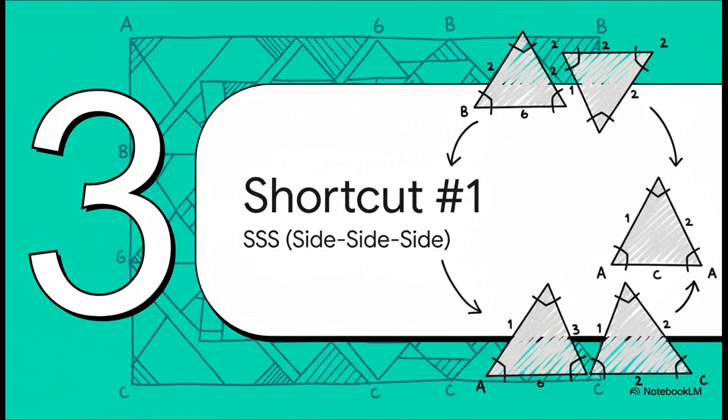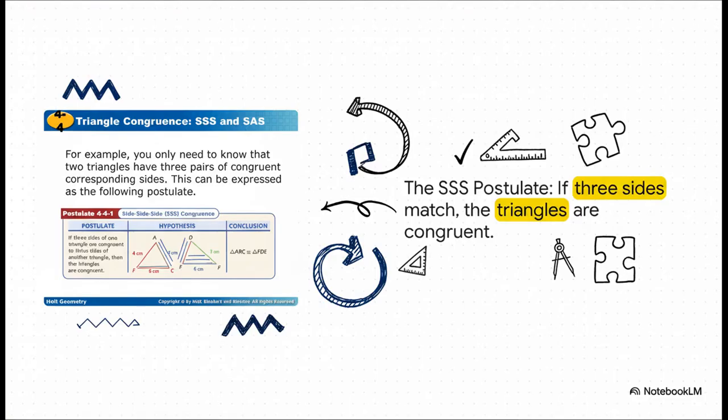Let's talk about SSS. Okay, so the side-side-side postulate, or SSS, is just as simple as it sounds. If you can show that the 3 corresponding sides of 2 triangles have the exact same length, you know, the 4 centimeter side matches the 4 centimeter side, the 5 matches the 5, and so on, then that's it. You're done. The triangles have to be congruent.